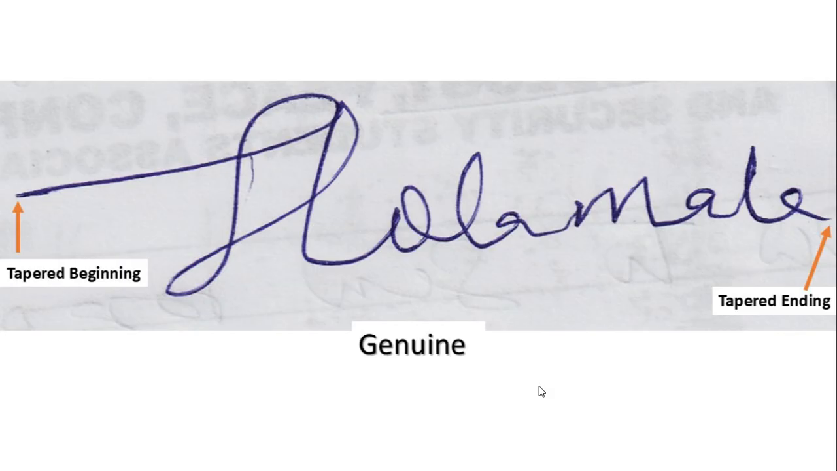Therefore, the writer will not place his pen on the paper and begin to think of what to write. See the first stroke, we have a tapered beginning. And by the time it's finishing, the pen is also flying. That's why you see a tapered end. You have tapered end and tapered beginning.